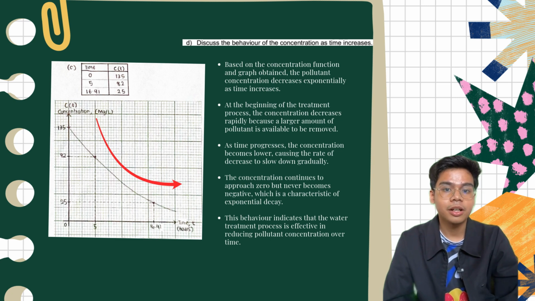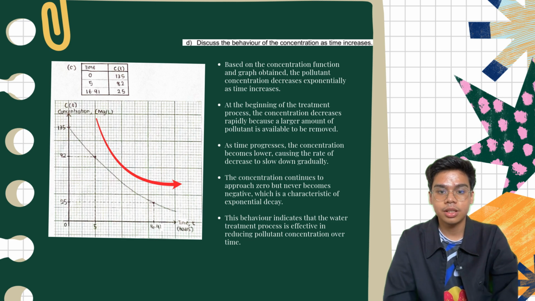Based on the concentration function and graph obtained, the pollutant concentration decreased exponentially as time increased. At the beginning of the treatment process, the concentration decreased rapidly because a larger amount of pollutant is available to be removed. As time progresses, the concentration becomes lower, causing the rate of decrease to slow down gradually. The concentration continues to approach zero but never becomes negative, which is a characteristic of exponential decay. This behavior indicates that the water treatment process is effective in reducing pollutant concentration over time.